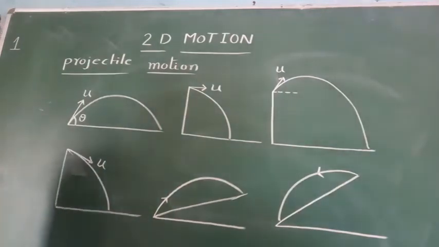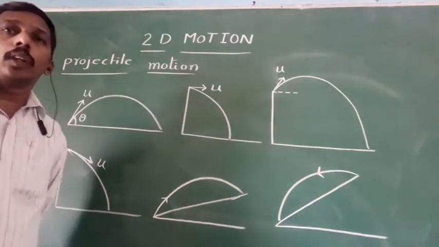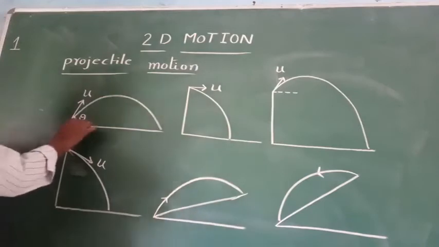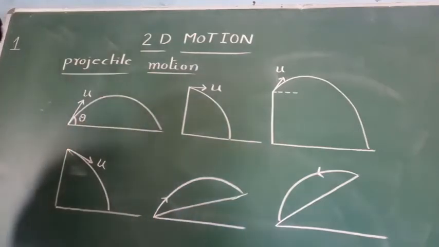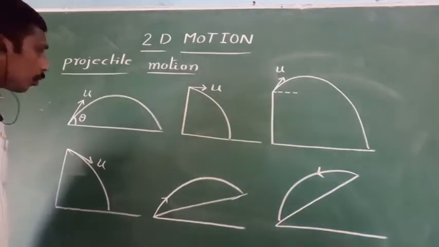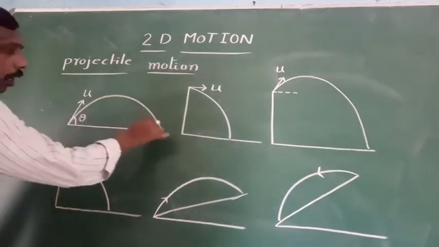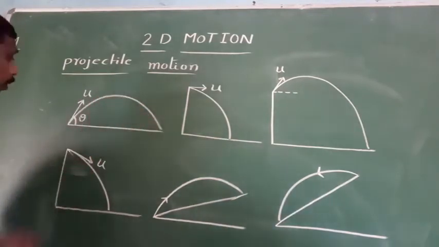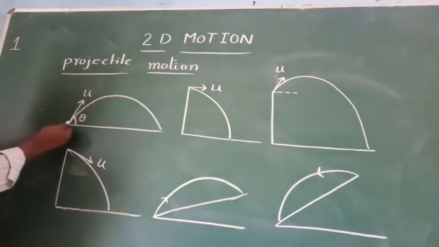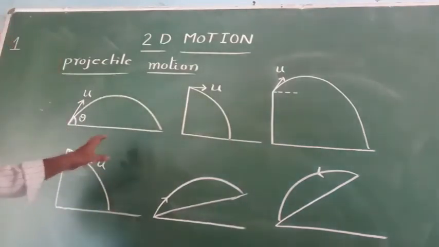Again, I am telling what is meant by projectile. Projectile is any body thrown into space making an angle theta, where theta is other than 0 or 90 degree. Then that motion is said to be projectile motion. Sir, suppose this theta value is less than 90 degree, then the body travels along the positive direction. Suppose theta value is greater than 90, the body travels along the negative direction. So these are 6 types of projections.